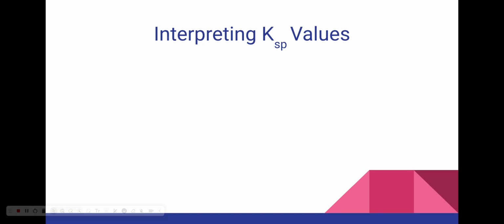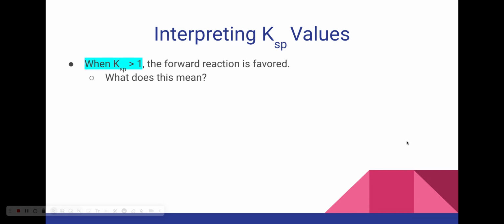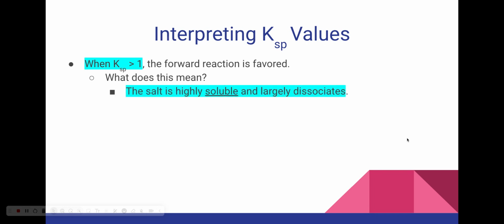The short answer is the same way that we interpret any K value, okay? That means that when KSP is greater than 1, the forward reaction is going to be favored. What does this mean in terms of KSP? Well, that the salt is highly soluble and it will largely dissociate. Okay, so here's an example of one.